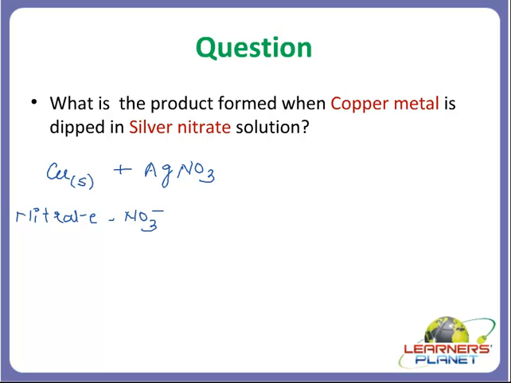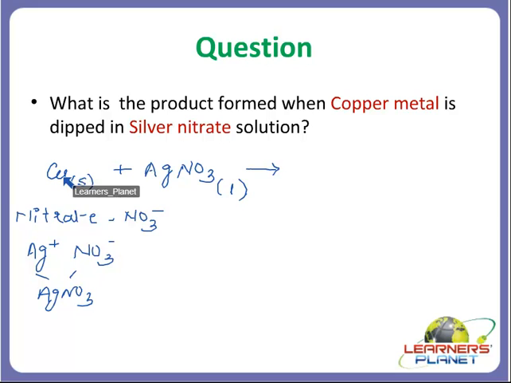Okay. So, what is the charge on silver? It's plus and nitrate is minus. So, what will your formula become? AgNO3. Okay. Now, if copper solid is dipped in AgNO3 solution, that is AgNO3 is a liquid. Got my point? Now, what is happening here, students? Your copper is more reactive than silver. So, what will it do, students?